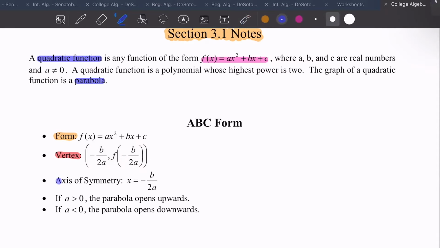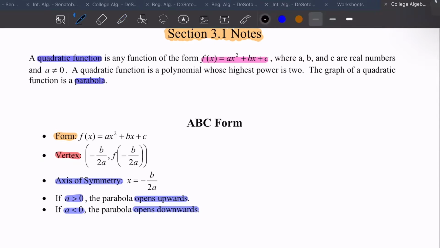Your axis of symmetry is x equals negative b over 2a. You'll notice that that is the same as the x value of your vertex, so once you find the x value of your vertex, you've found your axis of symmetry. And you'll need to know that if a is greater than 0, your parabola opens up, and if it's less than 0, your parabola opens down. So three pieces of information: your vertex, your axis of symmetry, and whether it opens up or down.